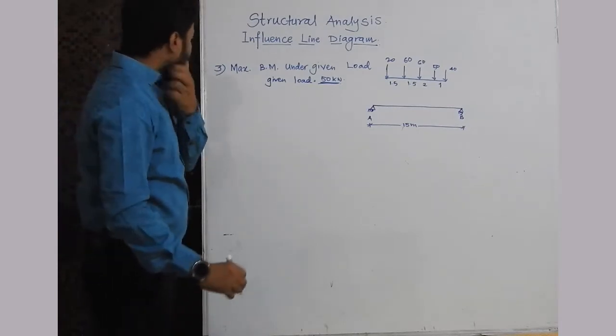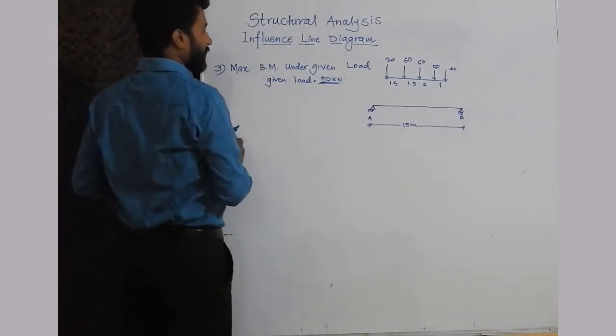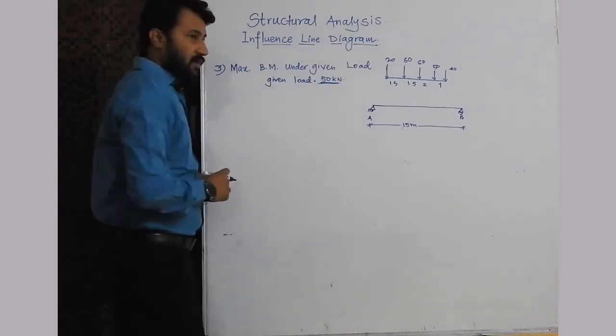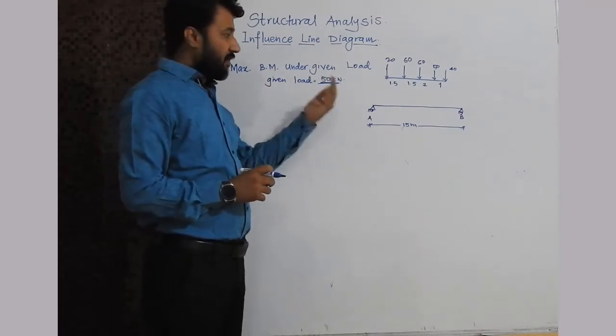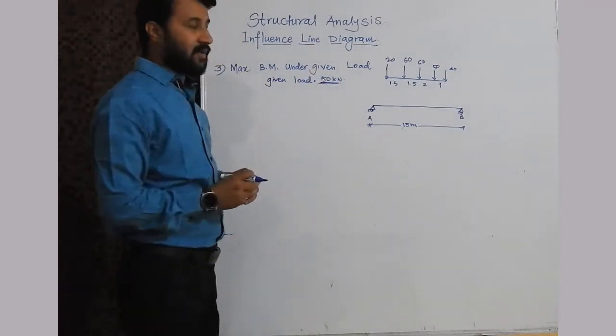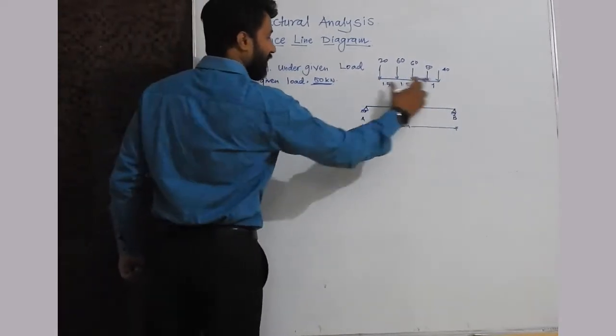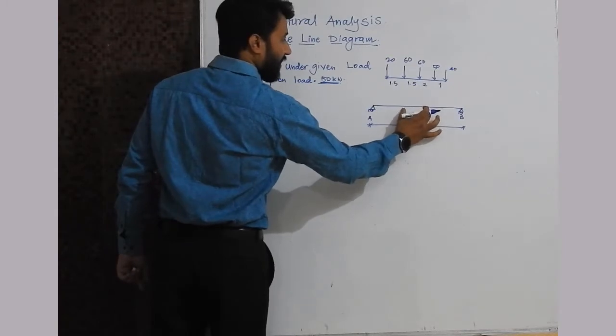Now what we have to do is calculate the maximum bending moment under the given load 50 kilonewton. So we have to put the 50 kilonewton at the point from where we will get the maximum bending moment. And we know the maximum bending moment we always get at the mid of the span.